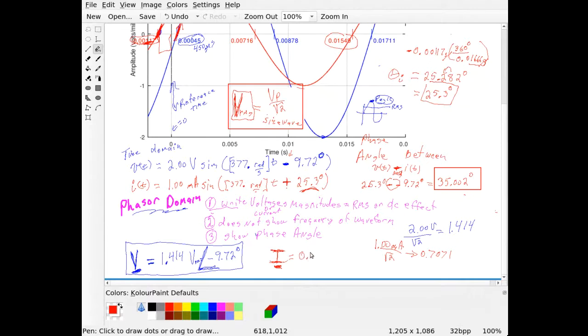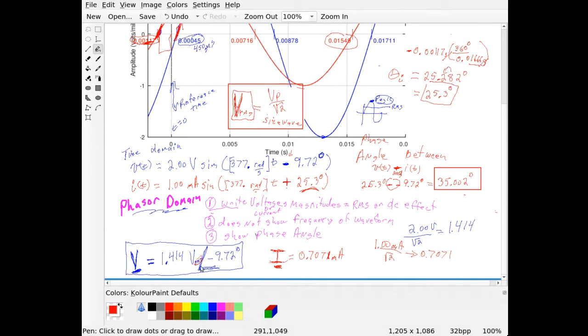So 0.7071 milliamperes. Now to put it in Blackboard, we're only going to do 3 significant digits. But when you're doing your calculations, carry it, so make sure you record those extra digits. Same thing for the voltage, right? When we put it into Blackboard, it would just be 1.41.